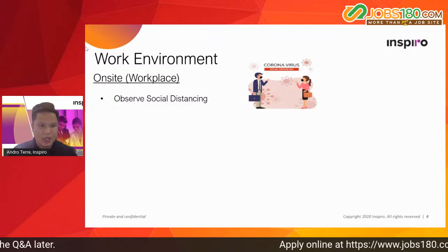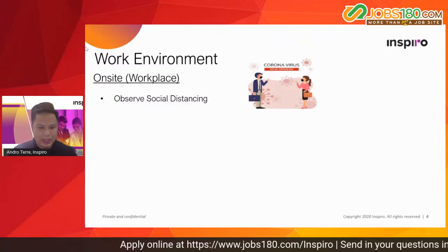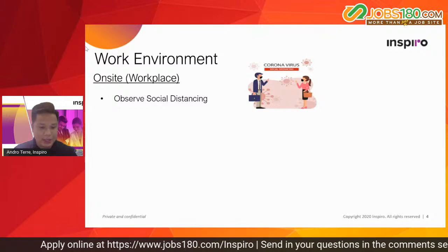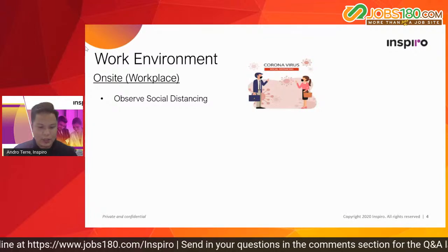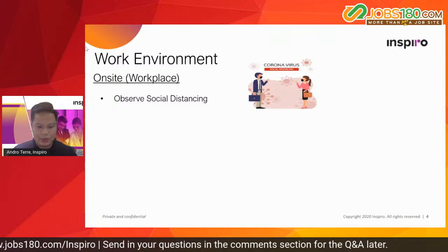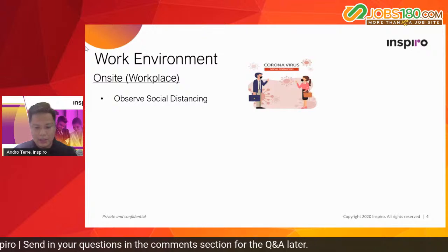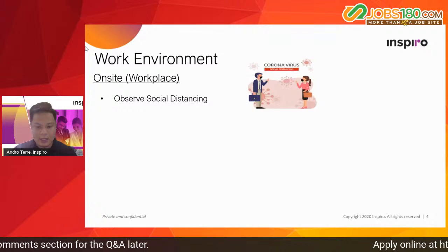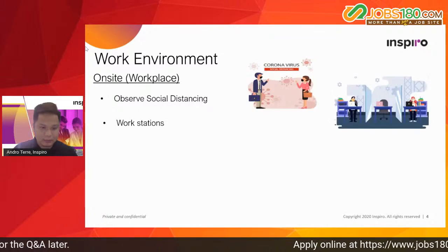So of course, when we do social distancing, we need at least a 1 to 2 meters distance from one another, just whenever you need to speak with your friends or anyone in the office. So always make sure to speak at a distance.